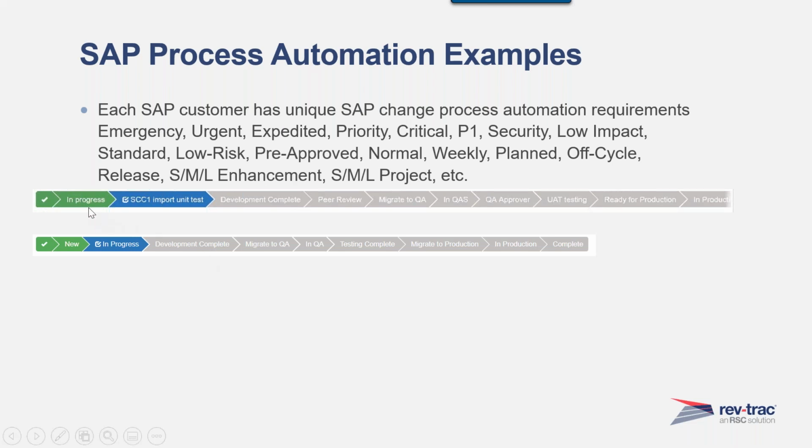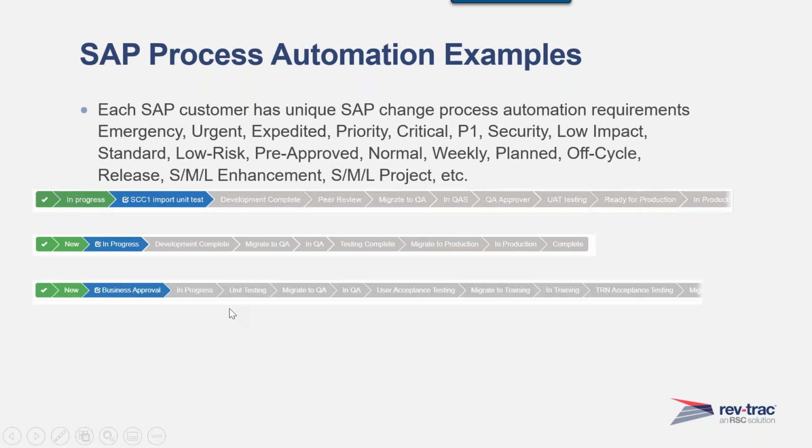What we're looking at here is our web interface, a small screenshot of it that shows these workflows. I should explain that. Basically, every Rev-Trac workflow has a new step and a complete step. Everything in between is up to you. This is a very simple one, maybe one for your low risk changes. Not a whole lot going on. Get them processed quickly because they are low risk and pre-approved.